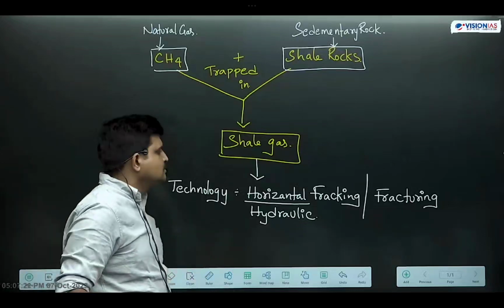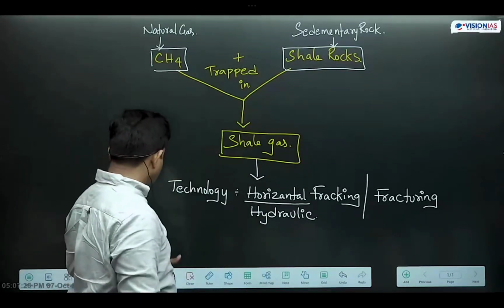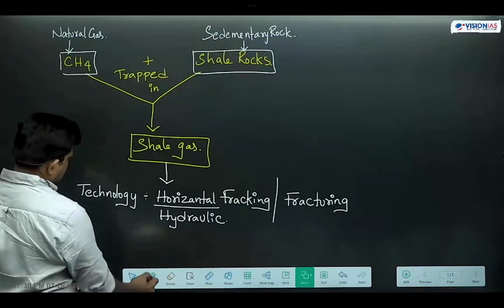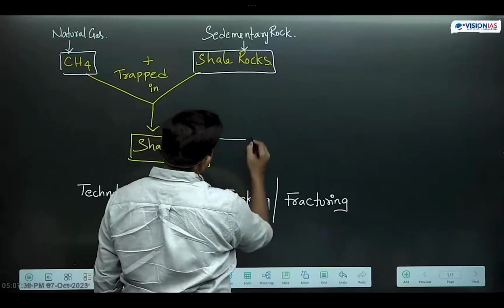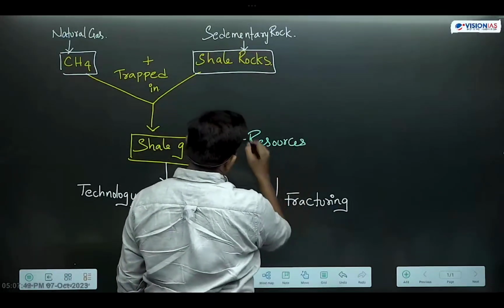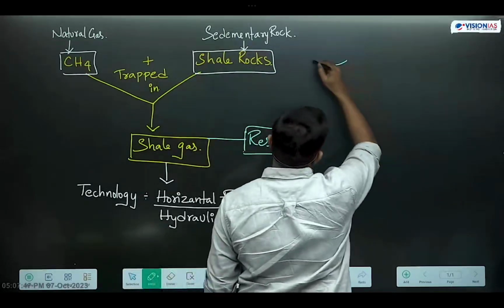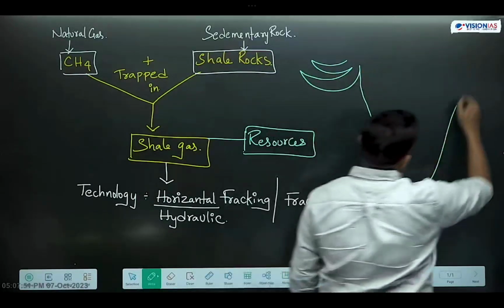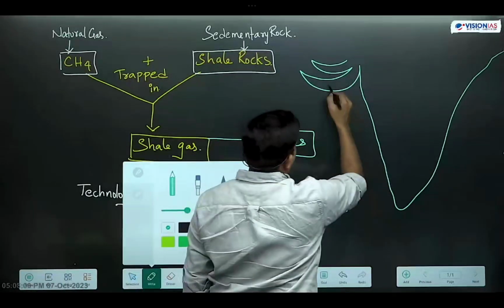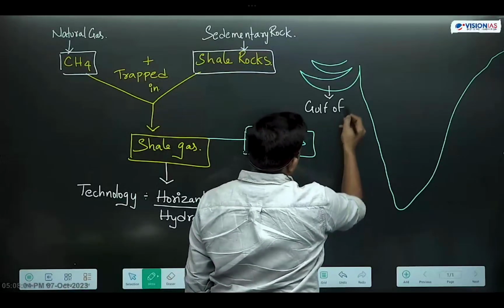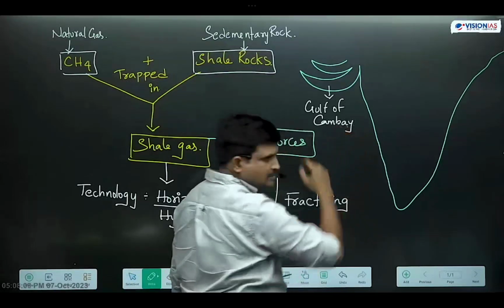So where are shale gas resources available in India? At which places are these shale gas resources available? What are the areas with shale gas resources? Okay, this is India. In India, the Gulf of Cambay is an area where shale gas resources are present.